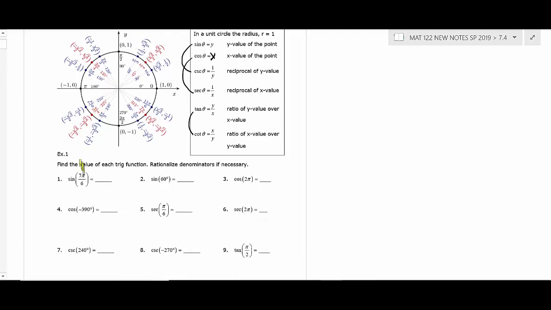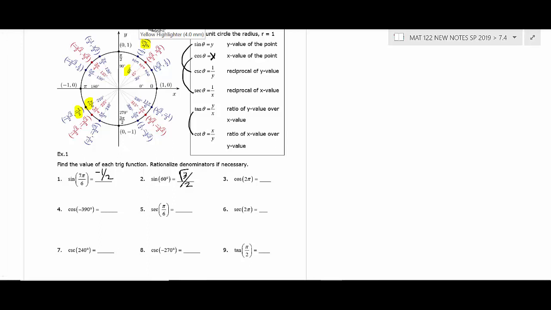So if you were doing the sine of 7 pi over 6, on your unit circle, you would locate 7 pi over 6, and you would find the y value. So the answer to that problem is -1/2. Doing a sine and cosine is very quick on this, okay? We want to do the sine of 60, locate 60. Again, find the y value. So that would be the square root of 3 over 2.